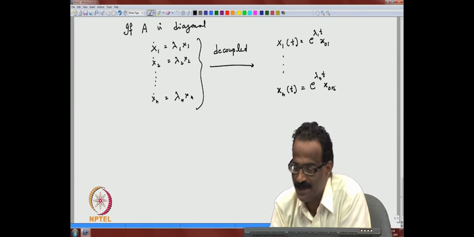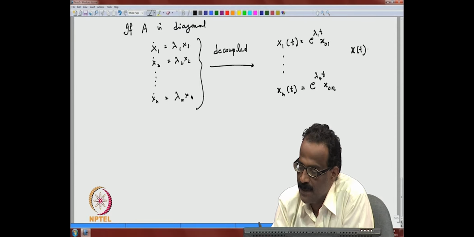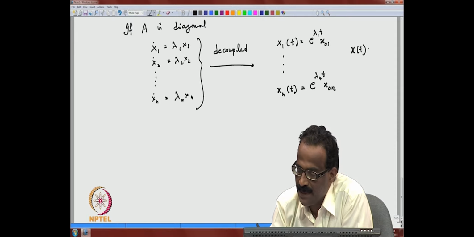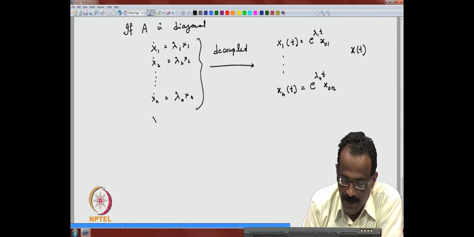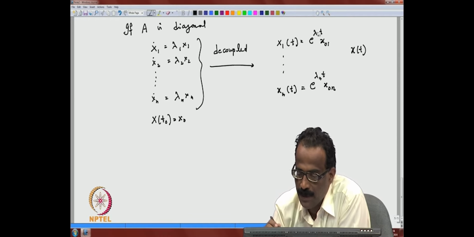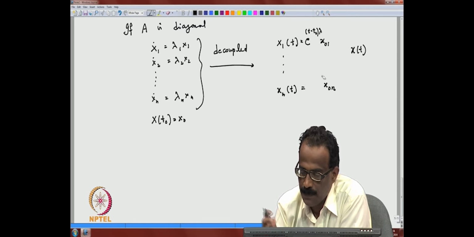So, if you write this in the form, this is equivalent to saying e power xt. Of course, you have to change here. If I look at my initial conditions, at t naught it is equal to x naught, so I have to change accordingly. This will be e power (t minus t naught) into lambda 1. So, I will change here.